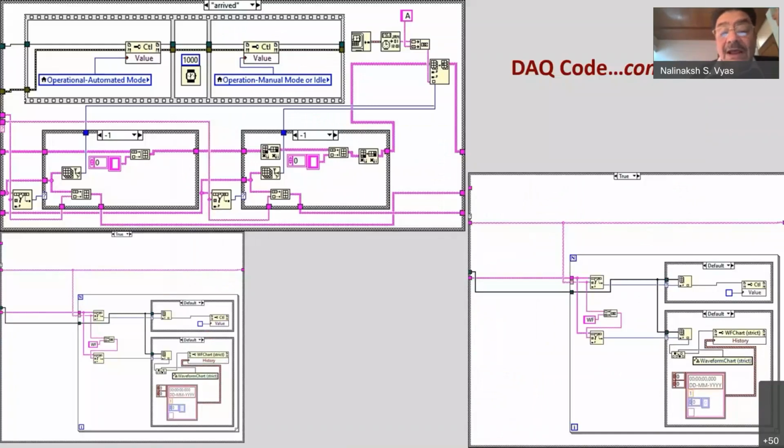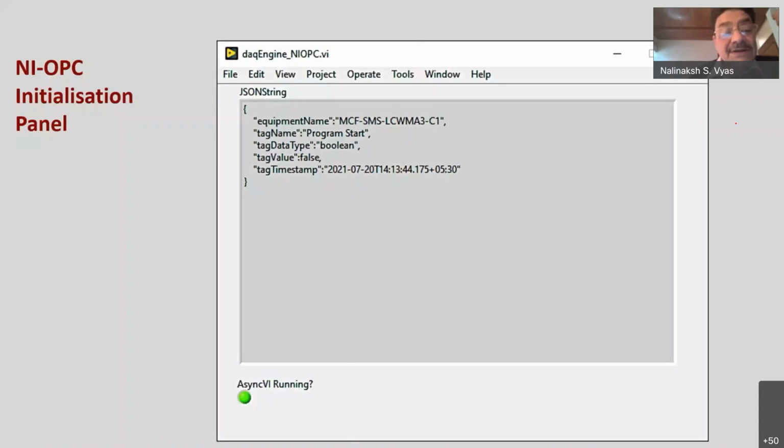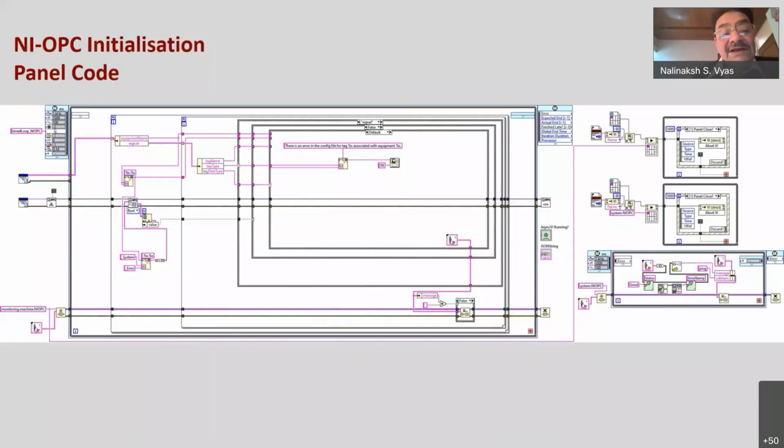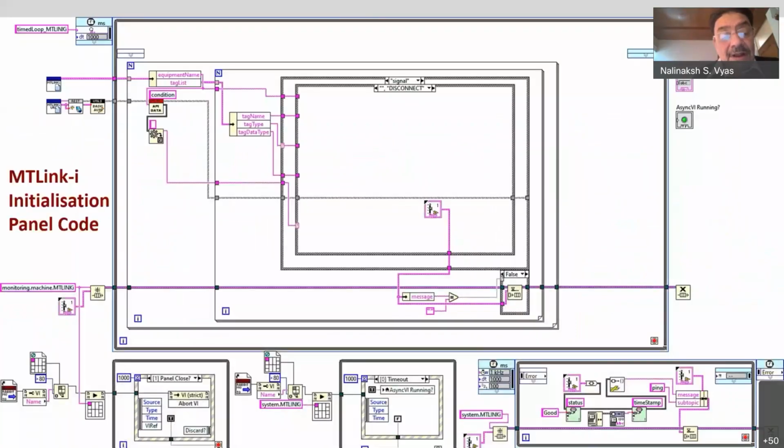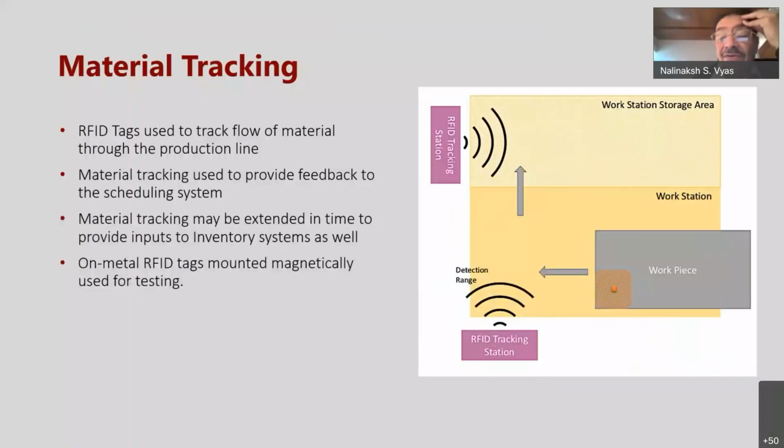This is the screen for optimization, initialization of the OPC network, initialization of this is the code which has been written. Back panel. So for these digital environment initialization codes. Then similarly for material tracking, this is the scheme for tracking.